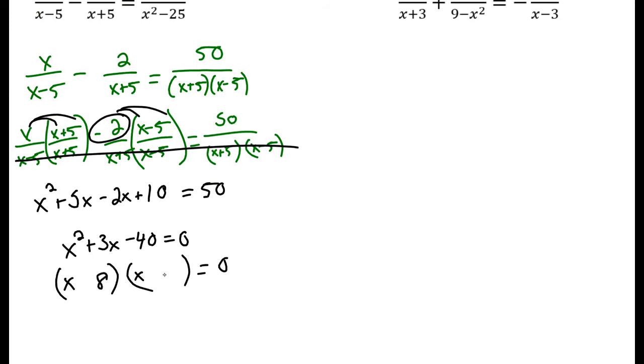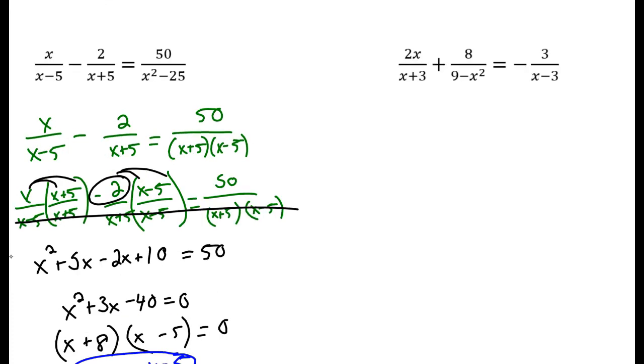I'm thinking 8 and negative 5 will do the trick. Multiplies to negative 40, yes, adds to 3. So positive 8 and negative 5, which tells me my solutions after I apply the ZPP are x equals 5 and x equals negative 8. Those are my two solutions here.